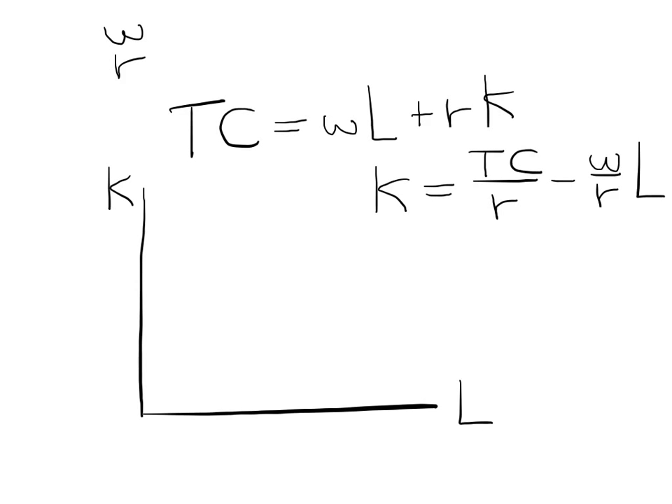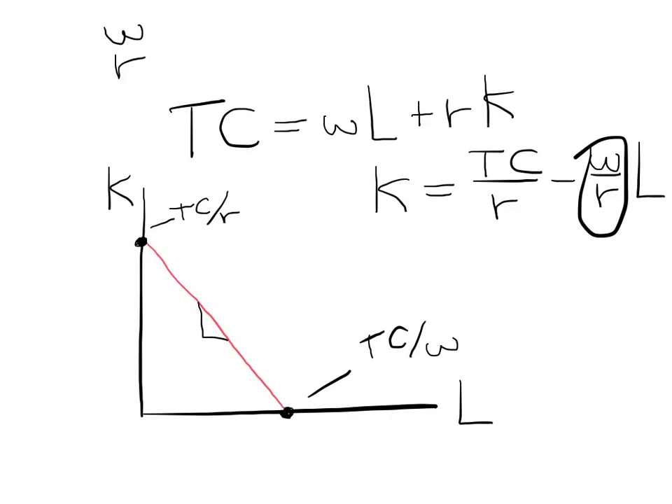You can simply put that in the diagram, and you will end up with a line like this. The value here is essentially all the capital you can use at the prices that you have. So this will be the y-intercept, which is TC over R. Down here is the horizontal intercept, which will be TC over W. And the slope of this curve is given by this ratio of the prices, so the slope will be W over R.